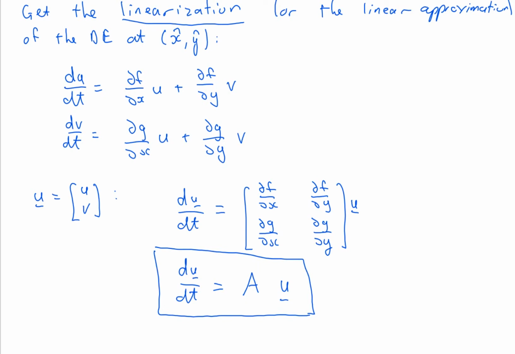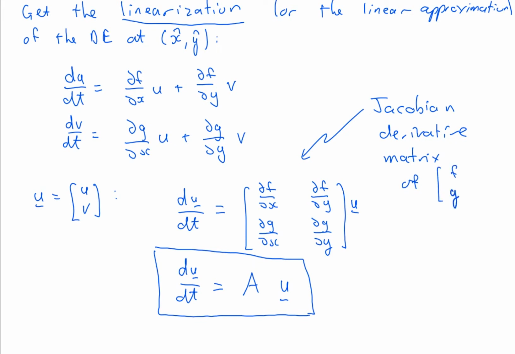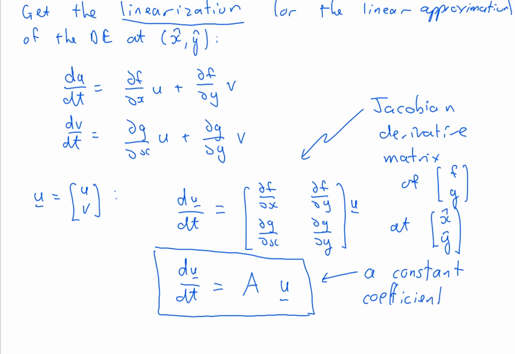So there's an easy part and a hard part here. The relatively easy part is to calculate the partial derivatives of the right-hand side. Evaluate those at the fixed point. You'll get a 2 by 2 matrix with some constants in there. This is called the Jacobian derivative matrix of the vector field f, g, evaluated at x hat, y hat. This is the linearization, and it gives me a constant coefficient linear system. So the easy part is finding the partial derivatives, substituting x hat, y hat, forming the constant coefficient linear system.